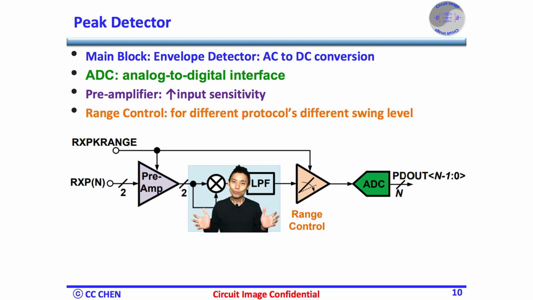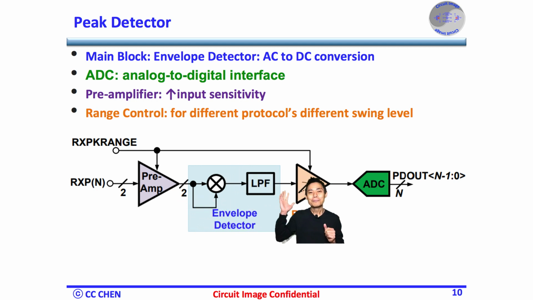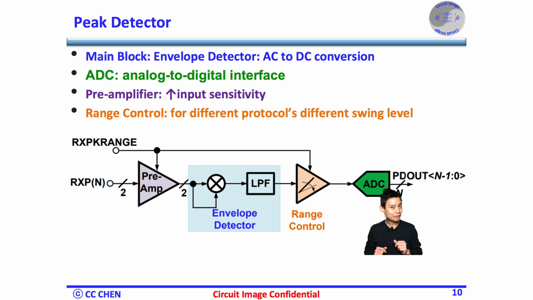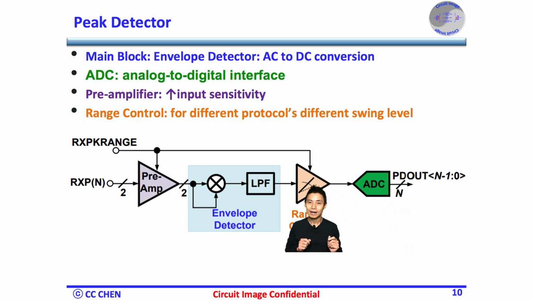After that, what should we add to the following stage? Perfect. We should convert the analog signal to a digital signal as an interrupt flag in digital. Therefore, an analog to digital converter, ADC, is a must.